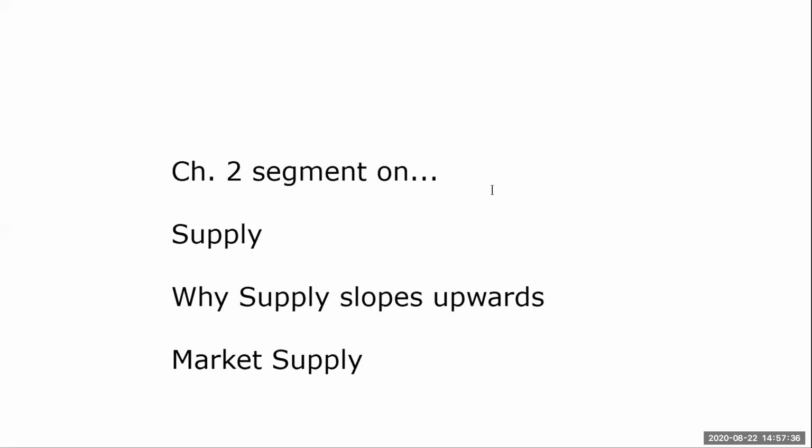In this segment, we're going to explain and understand supply. We'll look at the supply curve and the supply table. So it's very similar to demand we did in the last segment, but it's flipped to look at from the side of the producer. And we're going to explain why supply slopes upwards, and then we're going to derive the market supply, which is the one we'll use most often in this course.